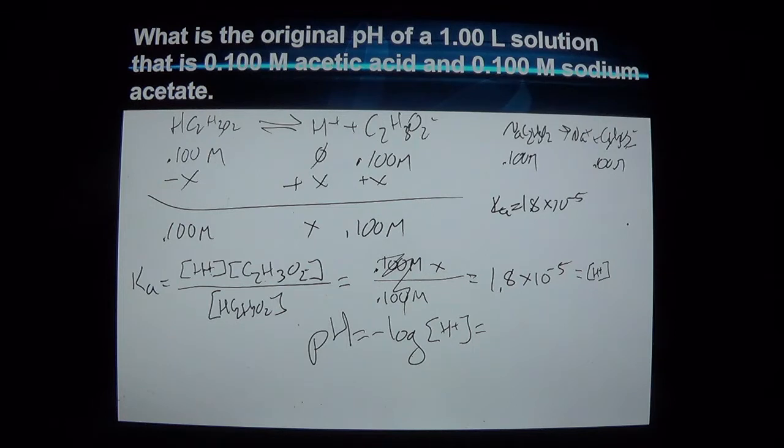Okay, and I can already tell, since my exponent there is negative 5, that the pH is going to be below 5. If it was a 1 times 10 to the minus 5, it'd be exactly 5, but since it's 1.8 times 10 to the minus 5, it is going to be less than 5. So I'm going to take the negative log of that, and the calculator gives 4.74.